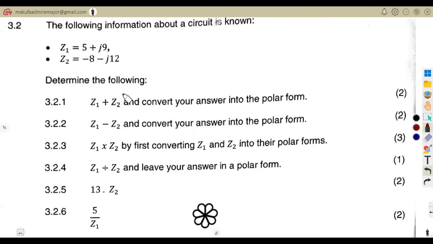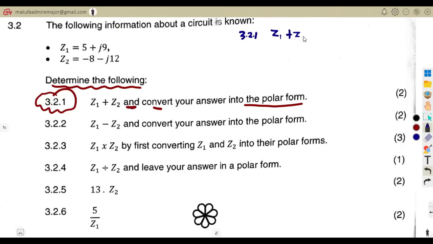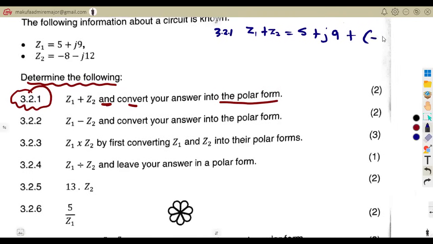3.2, the following information about a circuit is known, Z1 and Z2. Determine the following. 3.2.1, the sum of Z1 and Z2, that's Z1 plus Z2, and convert your answer into polar form. After determining that sum, do not forget to convert your answer to polar form. Remember, Z1 is 5 plus j9. We are adding Z2, which is minus 8 minus j12.